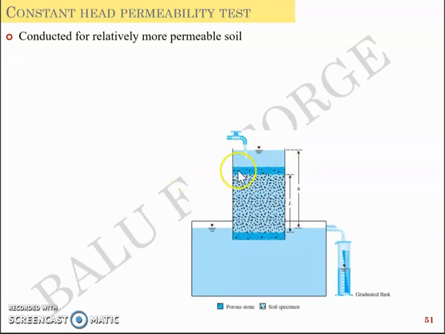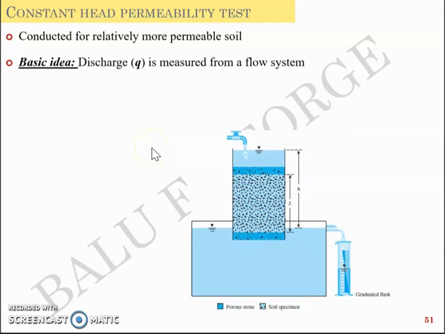You have a container or a tank where there's a provision for you to maintain the head causing flow to be constant. So that's a constant head level there, and water is allowed to pass through the soil, and the quantity of water is collected in a graduated flask or a measuring cylinder. Now the discharge of this system is measured in this graduated flask, and the length of flow, area of cross-section of flow, and H, hydraulic head, can be estimated.